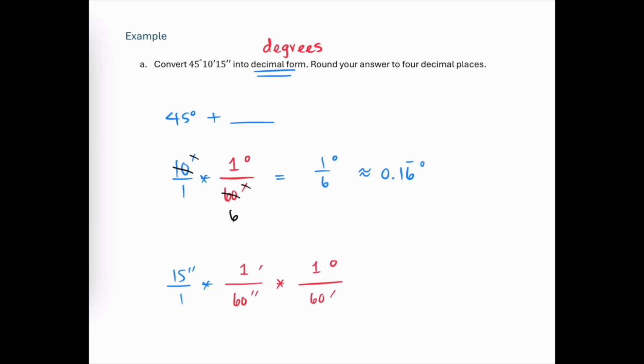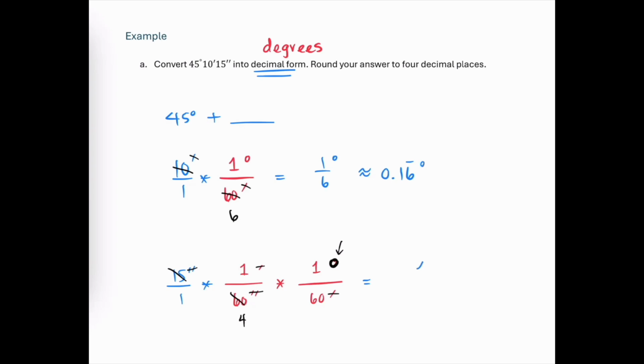So this time we've got a conversion chain. We went from seconds to minutes and then from minutes to degrees. So when we multiply everything together here, the seconds are going to cancel out, the minutes are going to cancel out, and the remaining units are going to be degrees in the top. 15 is a factor of 60. 15 goes into 60 4 times. So let's cancel that and then multiply through.